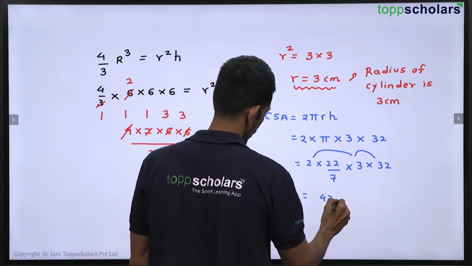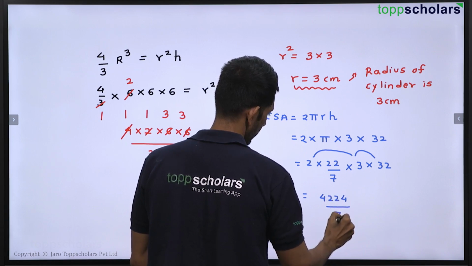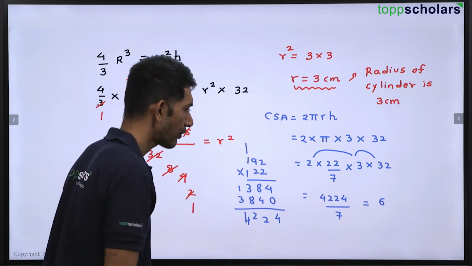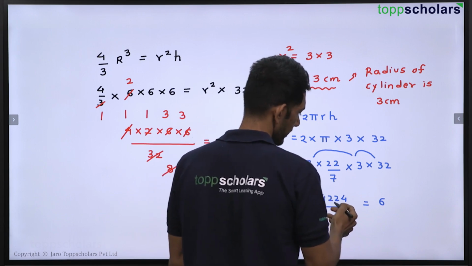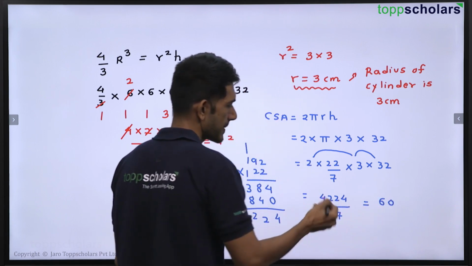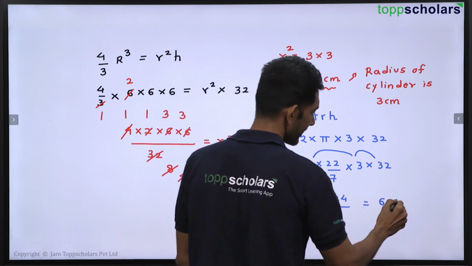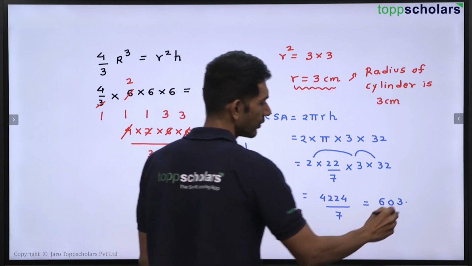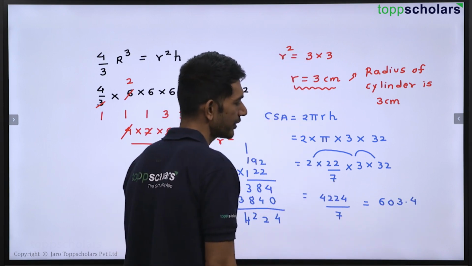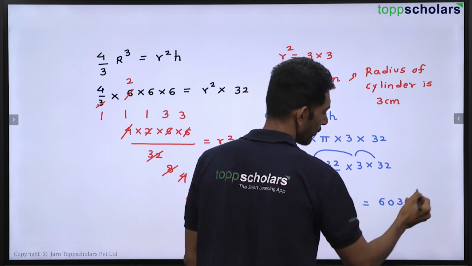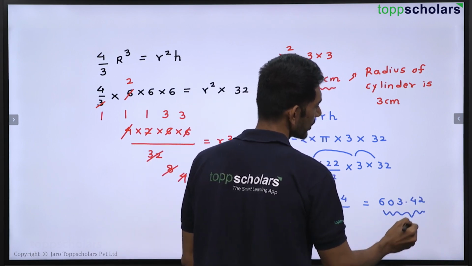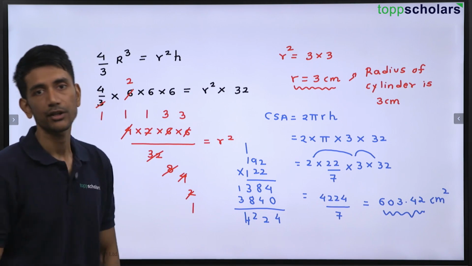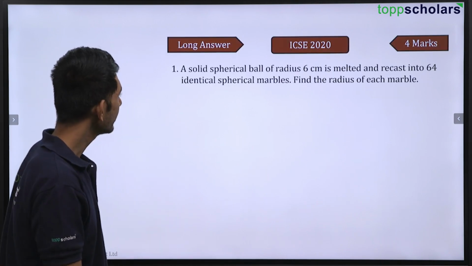So you get 4224 by 7. So that is equal to 7 6s are 42, then 0. Then you get 24, 7 3s are 21, then 30, then 7 4s are 28, then 20, then 7 2s are 14. So approximately 603.42 centimeter square is the surface area of the cylinder. Perfect. Let's have a look at a new question now.